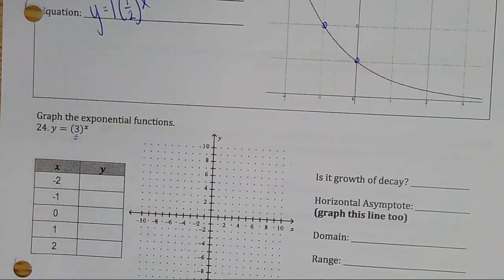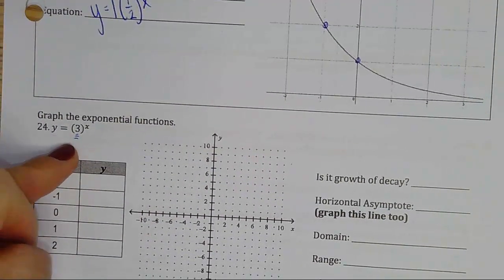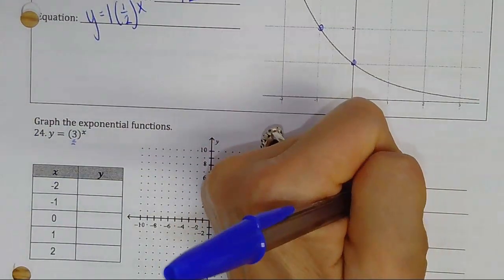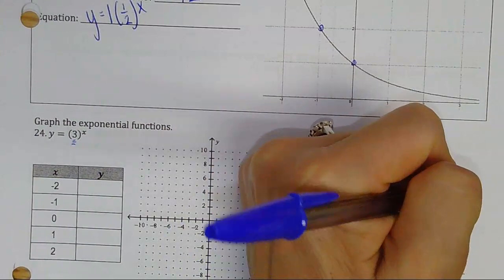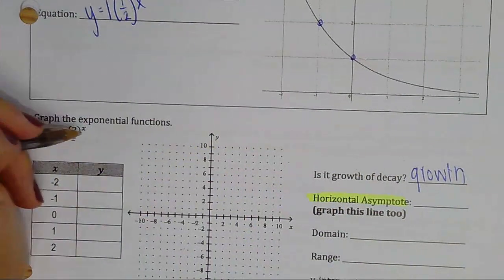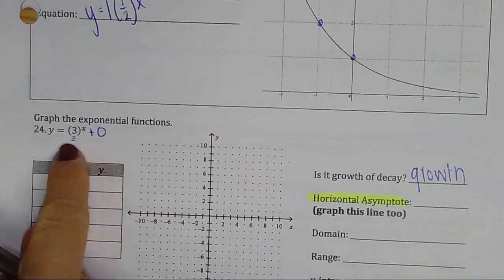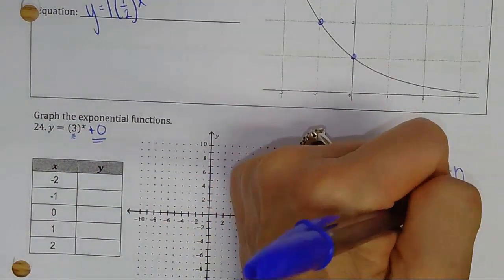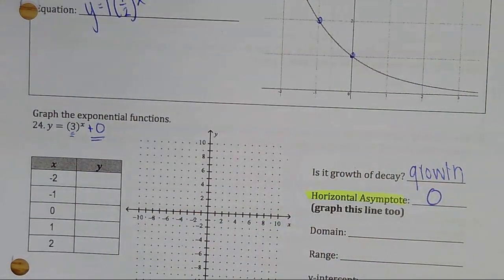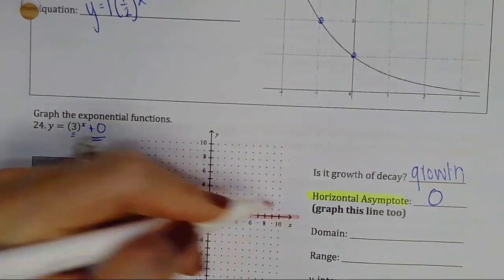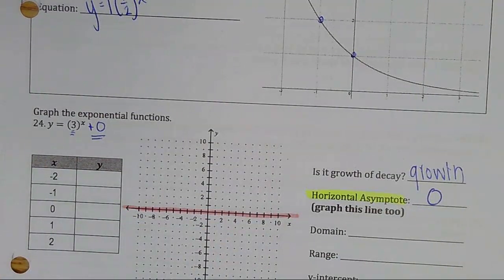Okay, so here, is it growth or decay? Well, we look here, and we see that it's growth, because that common ratio is greater than 1, so growth. And then it says horizontal asymptote. Well, notice there's nothing being added or subtracted here. So it's technically plus or minus 0. So that's going to be 0. I'm going to take this line because it says graph it, and graph it right there.